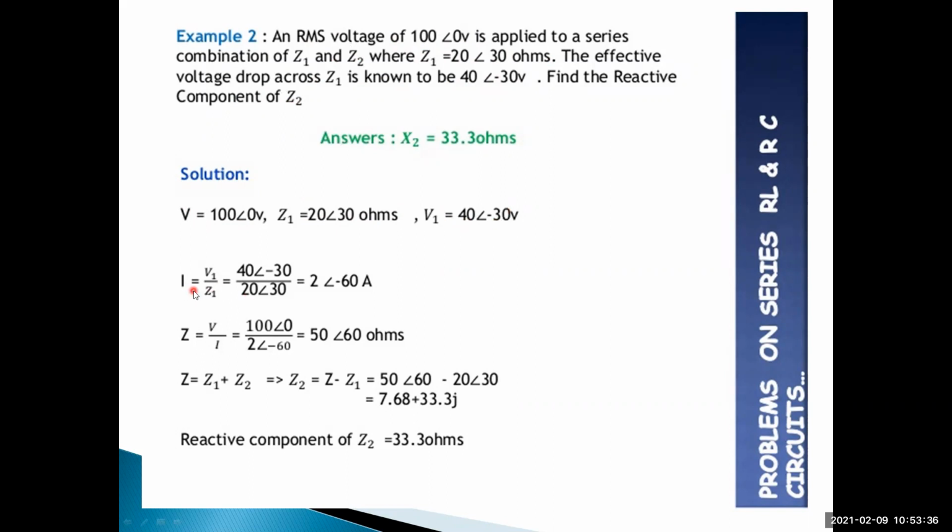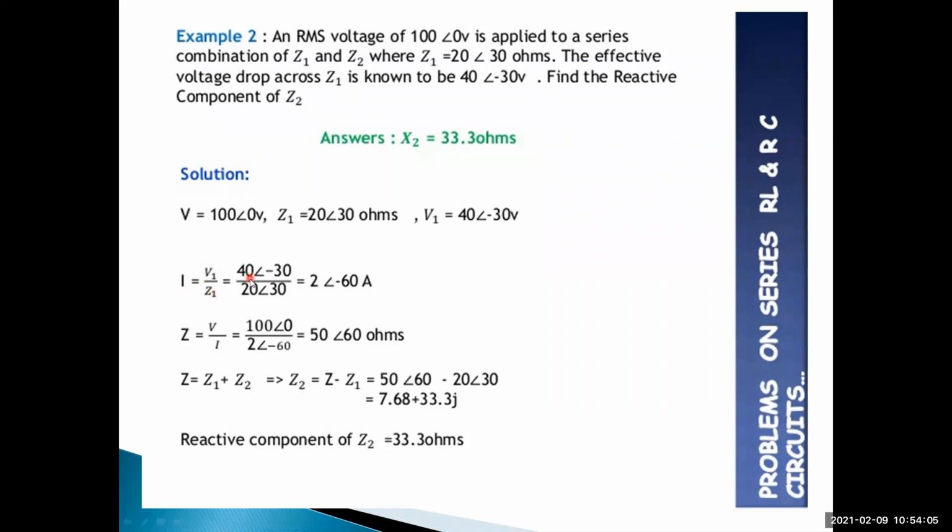That is the current flowing through the series circuit. Z1 and Z2 are connected in series. That's why the current flowing through Z1 is nothing but the total supply current. In a series circuit, the current is constant. So the current flowing through Z1 is the same as the current flowing through Z2, and the total current is the same as the current flowing through Z1. So I is equal to V1 by Z1.